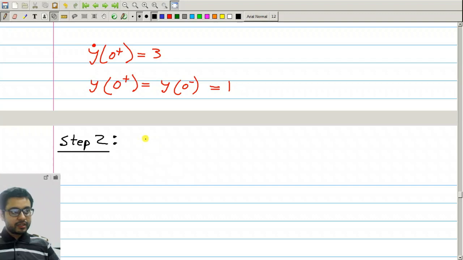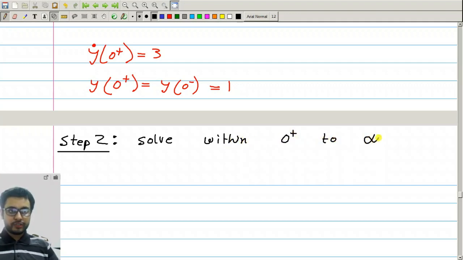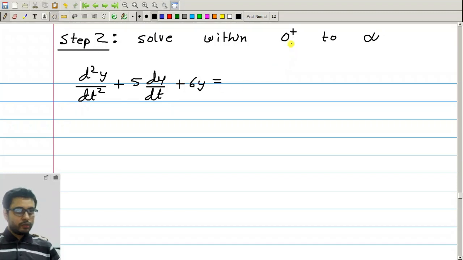That means we will solve within the region 0 plus up to infinity. Now let me copy the differential equation. Within this region, x is equal to 0.